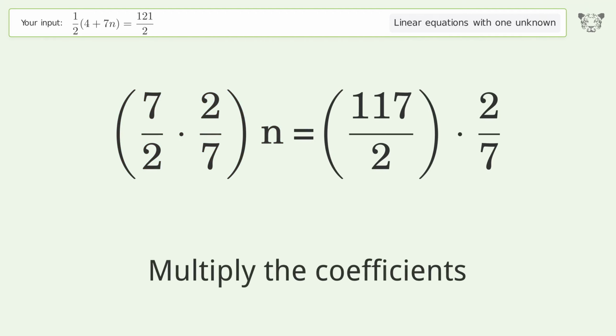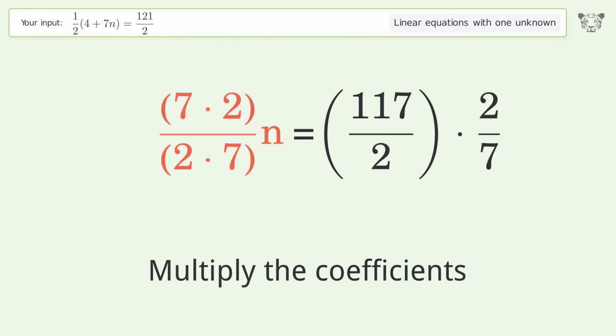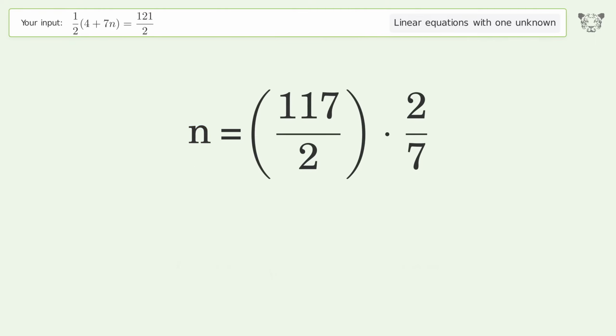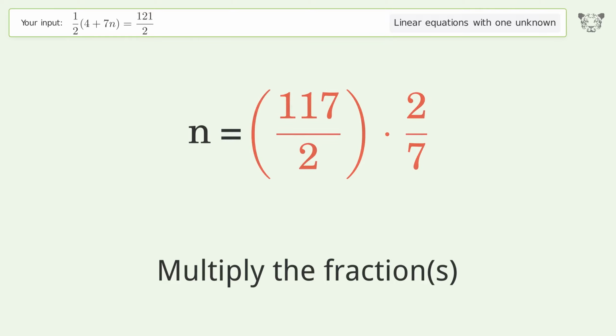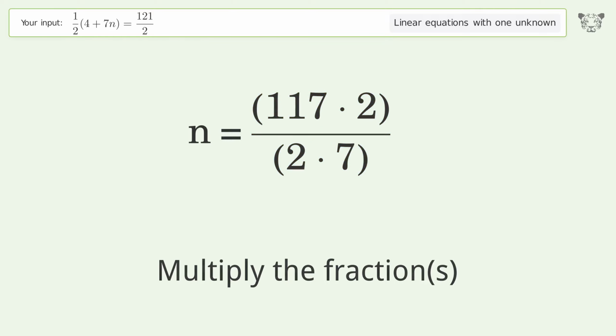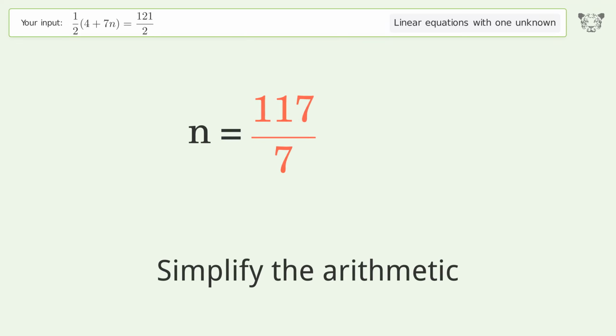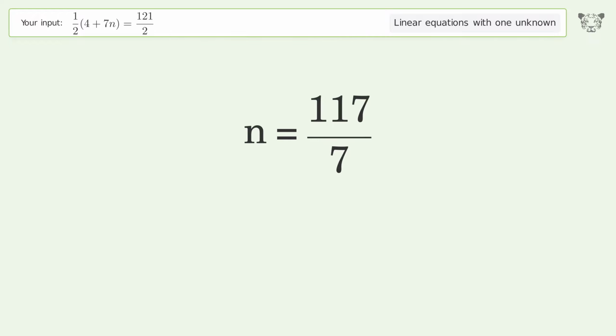Multiply the coefficients. Simplify the fraction. Multiply the fractions. Simplify the arithmetic. And so the final result is n equals 1 17/7.